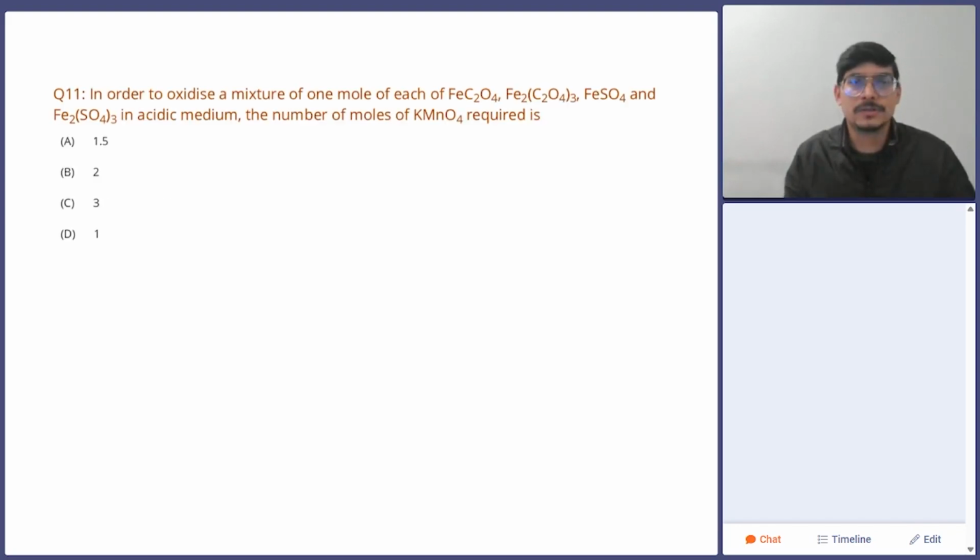Then moving to the next question: in order to oxidize a mixture of 1 mole each of ferrous oxalate, ferric oxalate, ferrous sulfate, and ferric sulfate in acidic medium, the number of moles of KMnO4 required. So in this question, you have to be careful. For each species, you have to figure out how many electrons it is losing, right? Because KMnO4 is an oxidizing agent, so it needs electrons. So they have no option other than to give electrons, right?